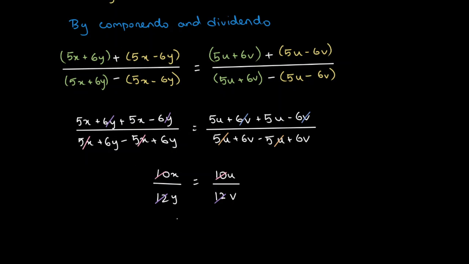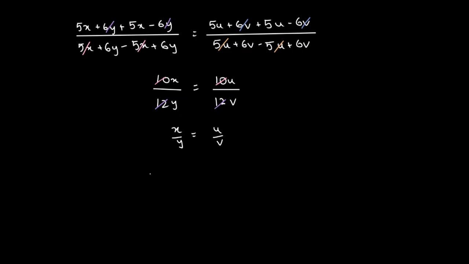All I'm left with now is x upon y is equal to u upon v, and this is what I had to prove in the question, right? This means x is to y, the ratio of x is to y is equal to the ratio of u is to v, hence proof.